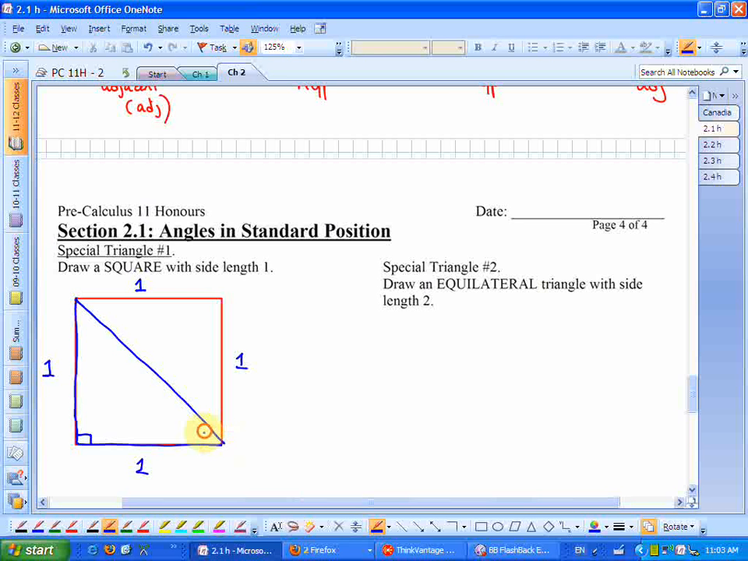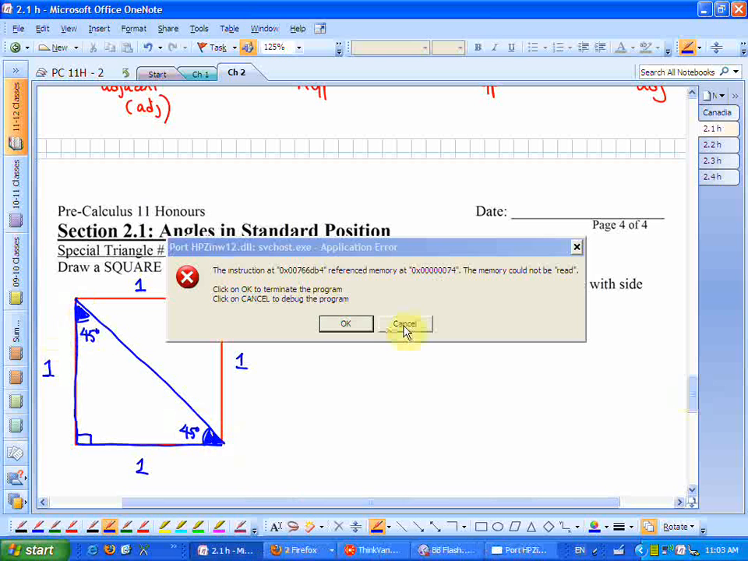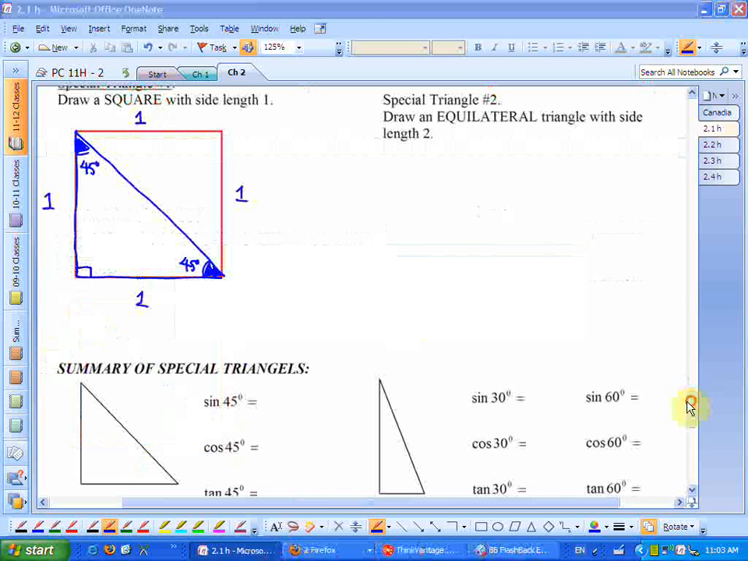So, 45 degrees is one of the angles down here. 45 degrees is also this angle up here. And then I guess my question to you is, looking at this triangle, I want us to try to find the ratios equal to sine of 45, cosine 45, and tangent 45.